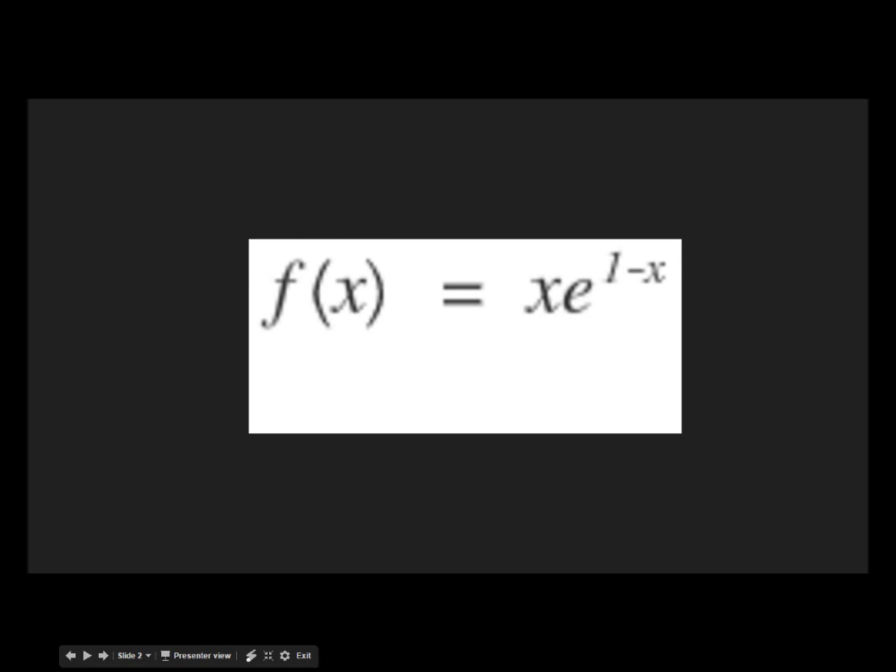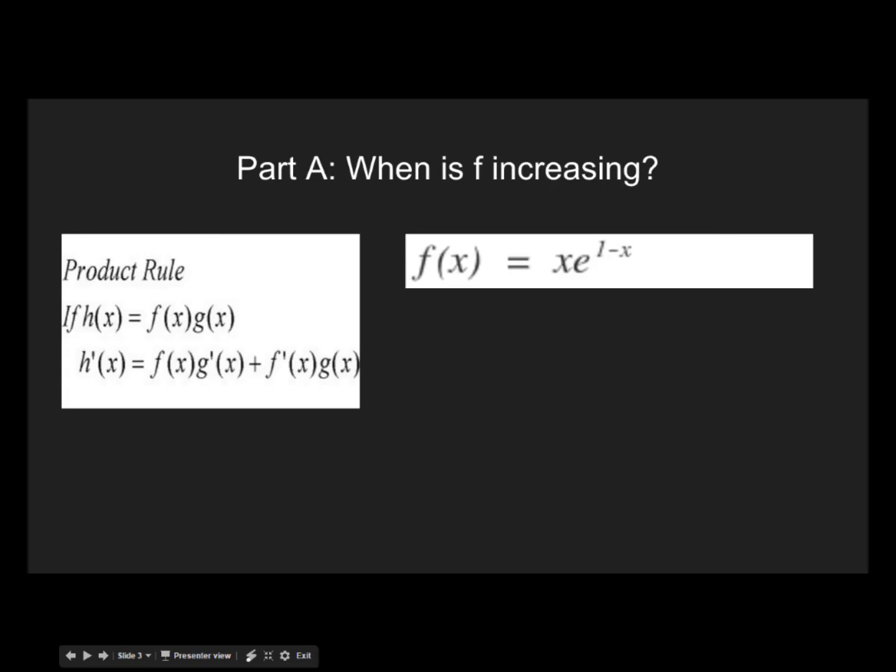Alright, so this is our function in all of its pixelated glory. We have x times e to the 1 minus x. The first part of the question is asking when f is increasing. Now to do this we need to take the first derivative.